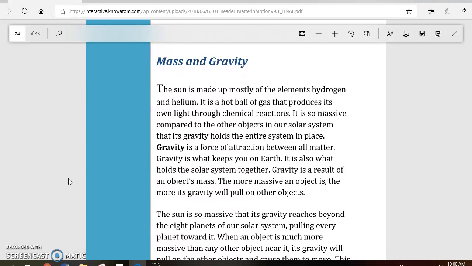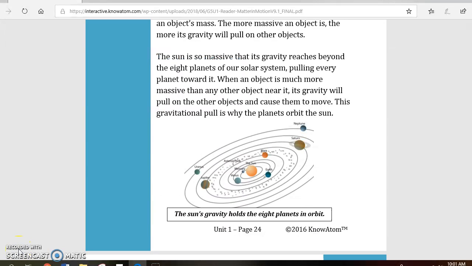Gravity is a result of an object's mass. The more massive an object is, the more its gravity will pull on other objects. The Sun is so massive that its gravity reaches beyond the 8 planets of our solar system, pulling every planet toward it. When an object is much more massive than any other object near it, its gravity will pull on the other objects and cause them to move. This gravitational pull is why the planets orbit the Sun. Diagram: The Sun's gravity holds the 8 planets in orbit.